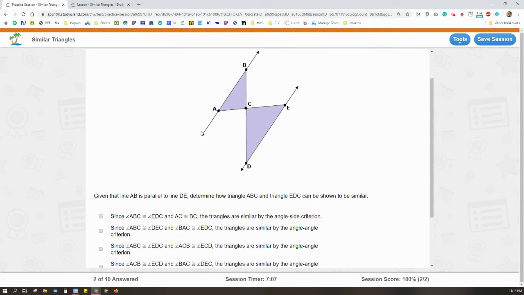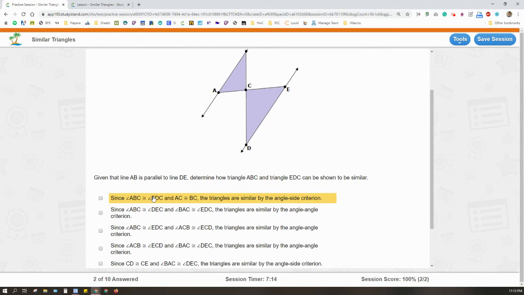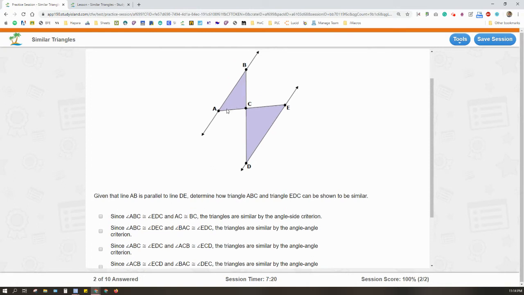You definitely have to relate a side from one triangle to a side of another if you're actually going to try and do that. So the first statement is false. We're not going to select that. Second statement, ABC is congruent to DEC. Well, let's try that one.